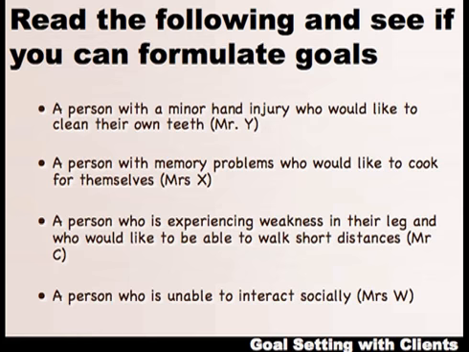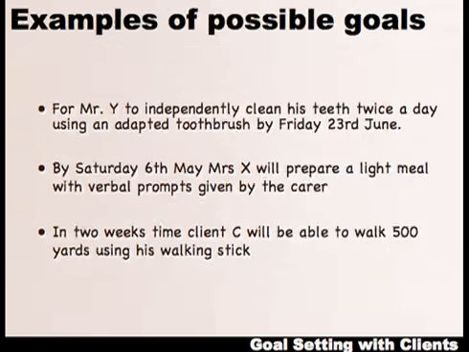Okay, hopefully you've had a little chance to think about that. Here are some examples of possible goals. So, for Mr. Y, it could be for Mr. Y to independently clean his teeth twice a day using an adapted toothbrush by Friday the 23rd of June. For Mrs. X, by Saturday the 6th of May, Mrs. X will prepare a light meal with verbal prompts given by the carer. For Mr. C, in 2 weeks' time, client C will be able to walk 500 yards using his walking stick.